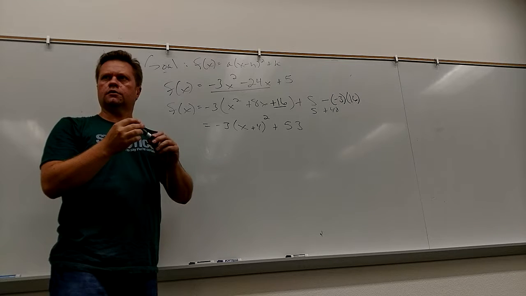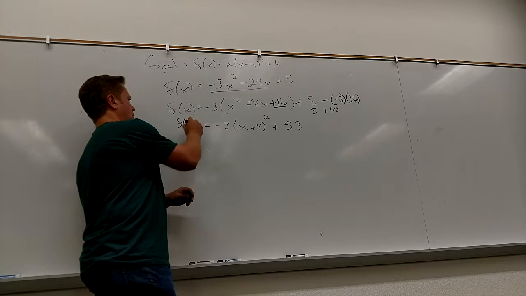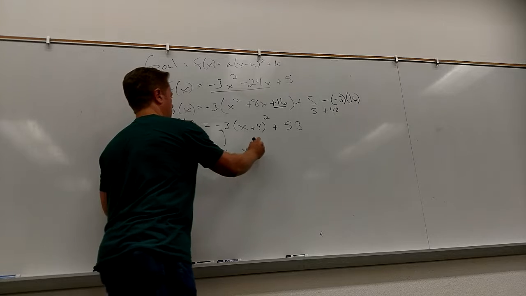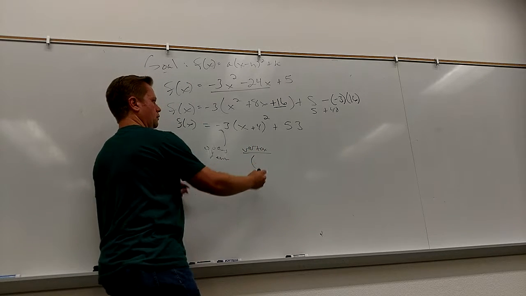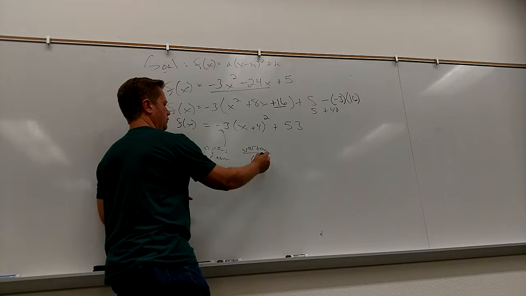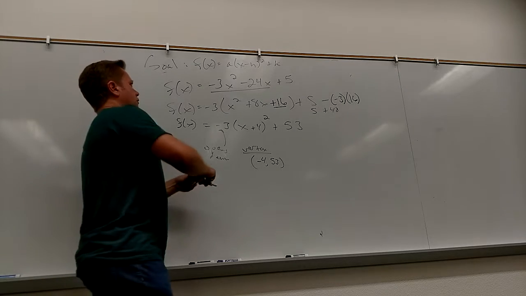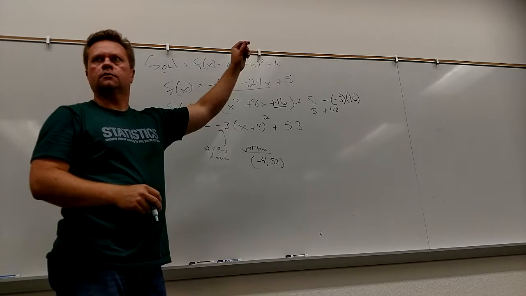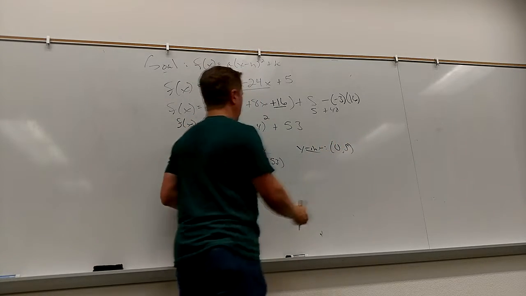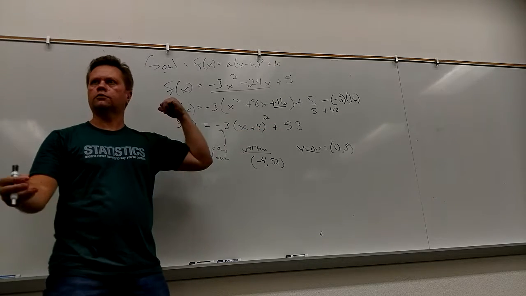This would be a little bit gross to graph. But it opens which way? Down. Opens down. Vertex is negative 4, 53. And the y-intercept we knew already: 0, 5. For the x-intercept, you set this equal to 0, subtract 53, divide by 3, take a square root.